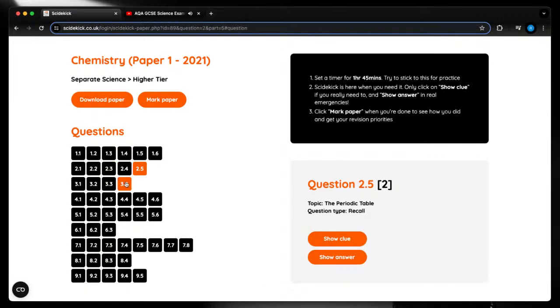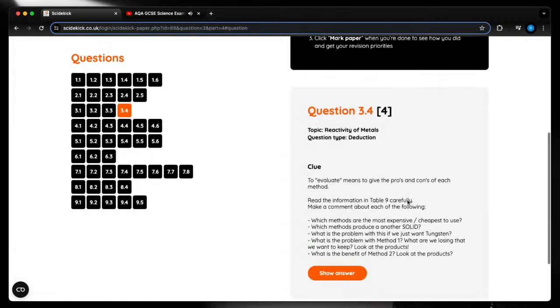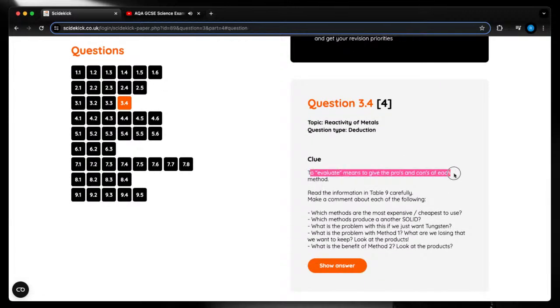In terms of, let's find a deduction question. There you go. So reactivity of metals, show the clue. We need to evaluate something here for 4 marks. How do you build that sort of question? How do you answer that question and organize your answer? So it tells you what to do. Make a comment on each of these following things. Which method is more expensive or cheapest to use? Which methods produce another solid?